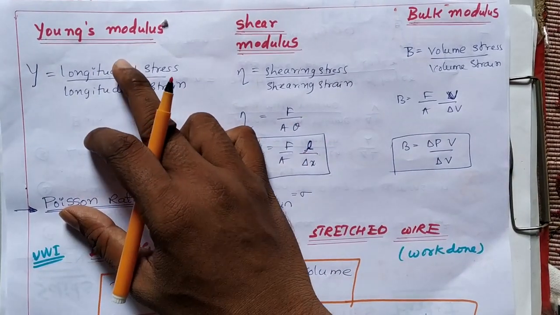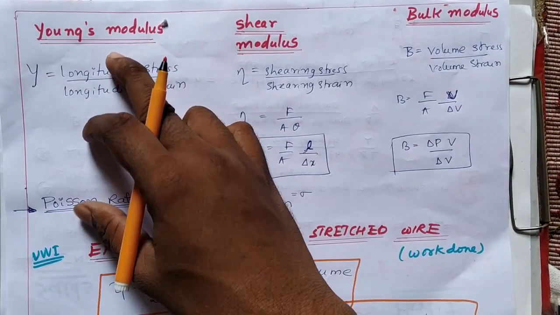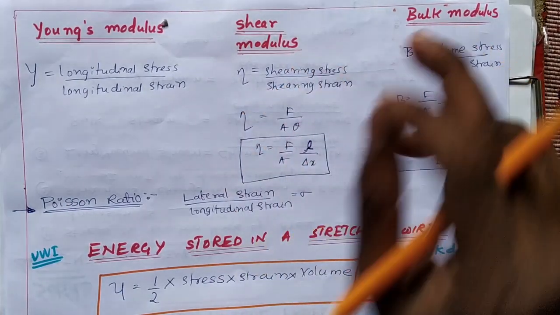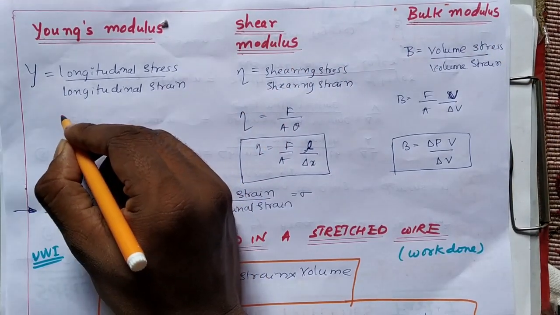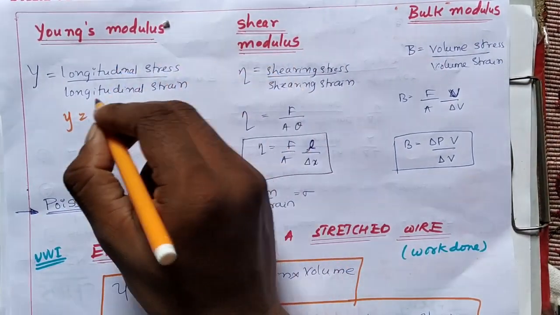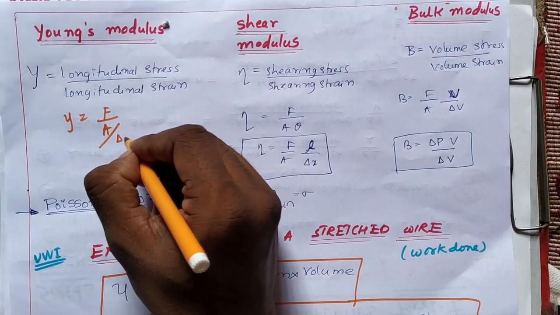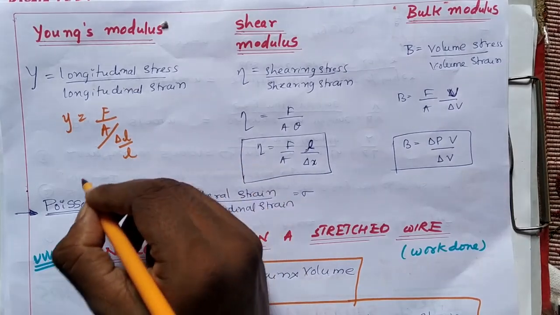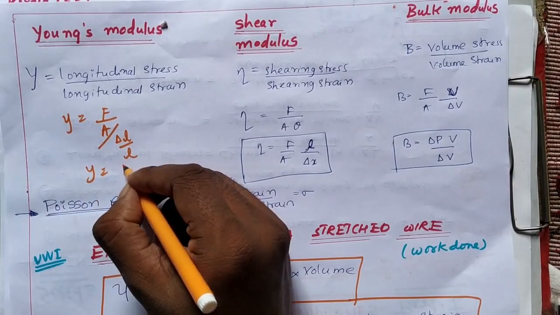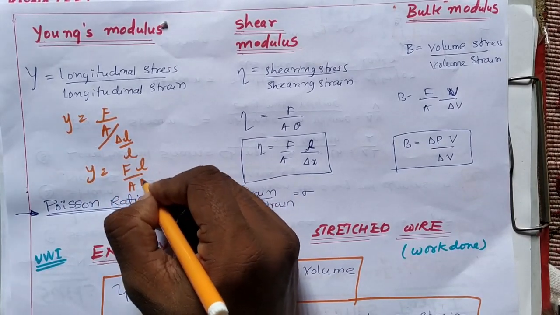Okay, there are three types of modulus by Hooke's law. One is Young's modulus, second one is shearing modulus, third one is bulk modulus. Young's modulus is longitudinal stress by longitudinal strain. Stress is nothing but force by area. Longitudinal strain is change in length by original length. If I arrange this, it becomes F L by A into delta L.